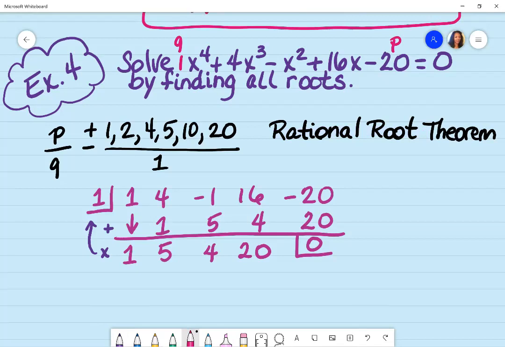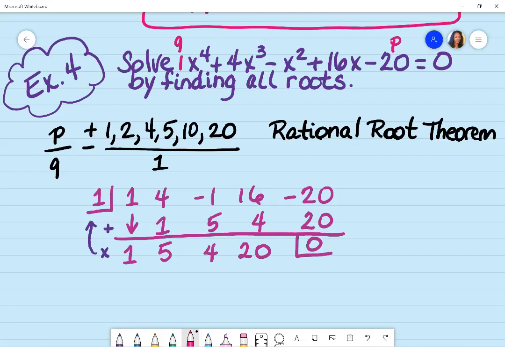So I would need all of the factors of my p, plus and minus. So 1 times 20, 2 times 10, 4 times 5. Those are all of my factors of 20. And then all of the factors of 1, which is my leading coefficient. If this had been, I don't know, 10 in the front, if that was a 10x to the fourth, I would have to list all the factors of 10. That would not be fun. Those are all of my possible solutions that I could use for synthetic division to get started finding my roots. So again, it could be plus or minus.